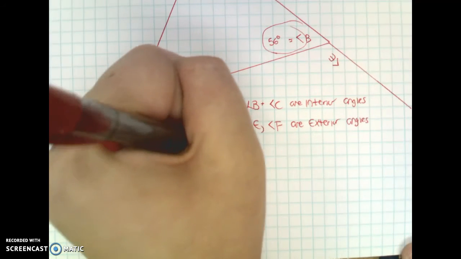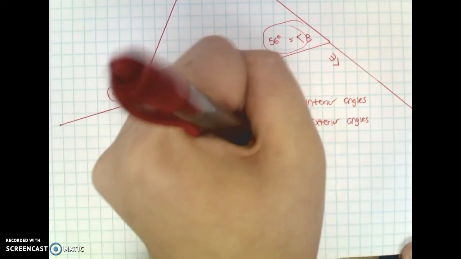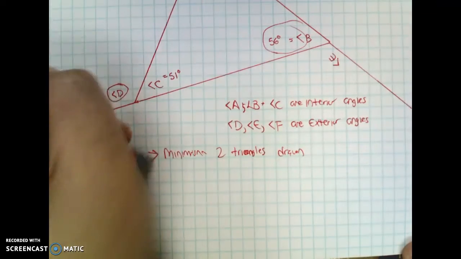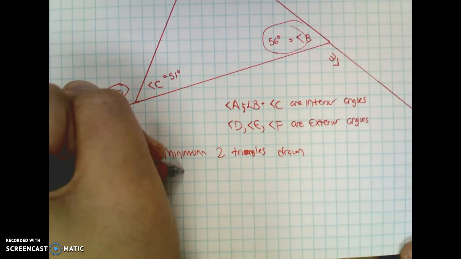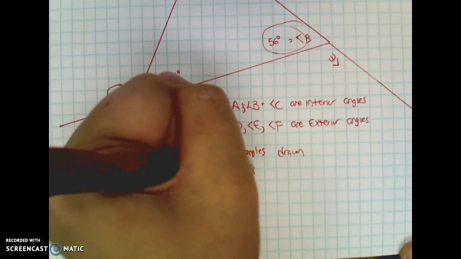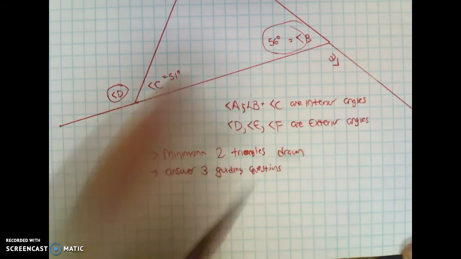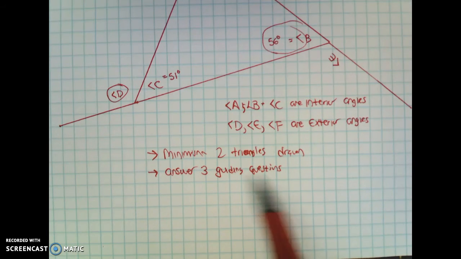2 triangles drawn, if I can spell triangles correctly. So at minimum, you're going to have 2 triangles drawn, and then also you're going to answer the 3 guiding questions for me. Once you've done drawing the triangles, finding all their measures, of course, and answering the 3 guiding questions, please make sure to check and submit your work with me.